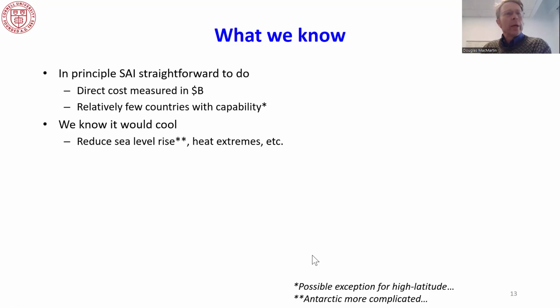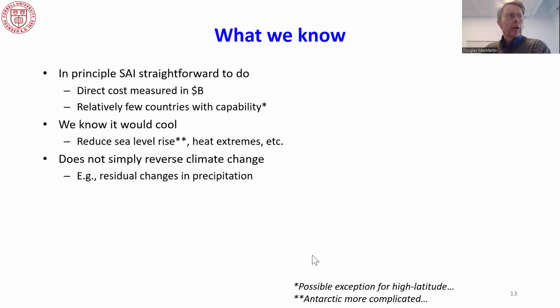We know it would cool the planet. Lots of climate impacts depend on temperature. There's a caveat on sea level rise: the contribution to sea level rise from Antarctica is a little more complicated to analyze. There are ways you can deploy that would definitely be a net benefit, but there are other ways to deploy that are less obvious. It would clearly reduce heat extremes and things like that.